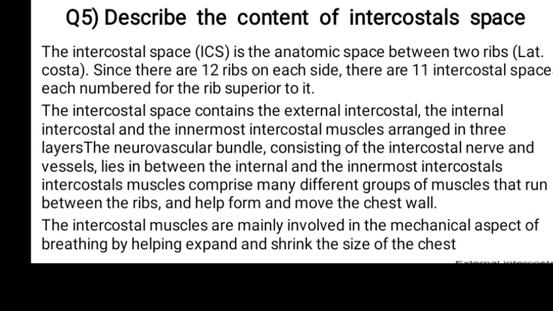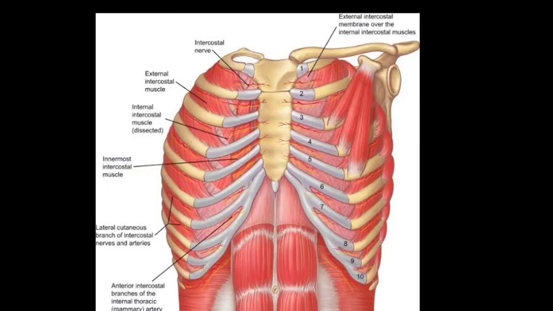Intercostal muscles comprise many different groups of muscles that run between the ribs and help to move the chest wall. The intercostal muscles are mainly involved in the mechanical aspects of breathing by helping expand and shrink the size of the chest. Here intercostal space diagram is also there. You have to draw the diagram.